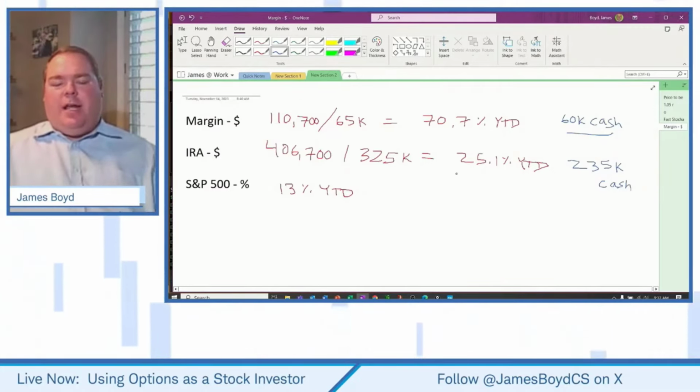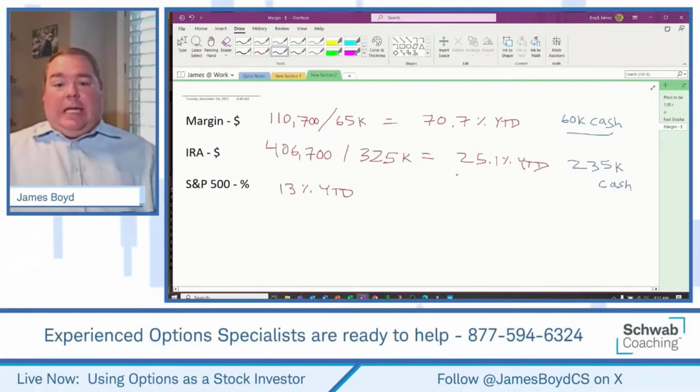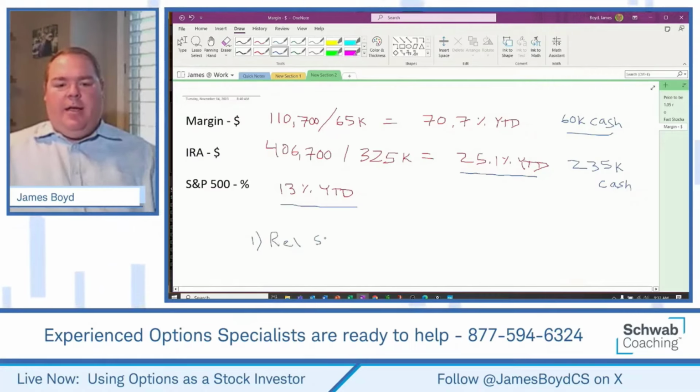So even though we were investing half in, and the other half was sitting in cash, it was still able so far to outpace the S&P. Okay, now let's take some inventory. What are we really doing? We are trying to find relative strength.